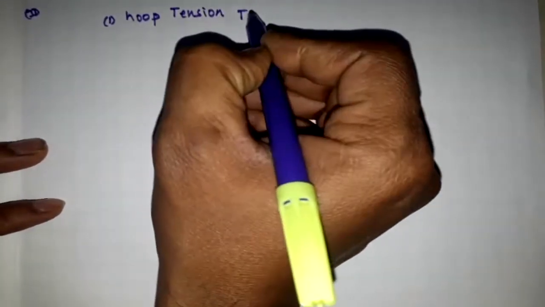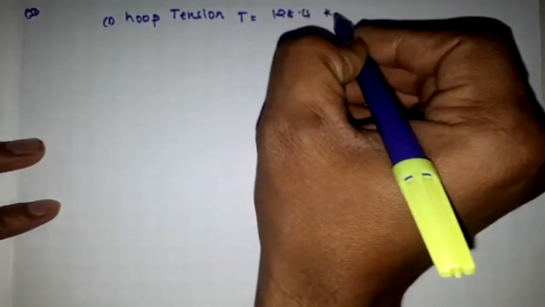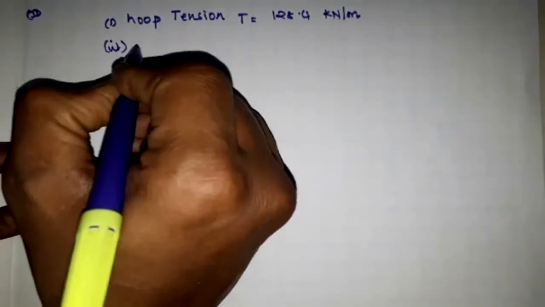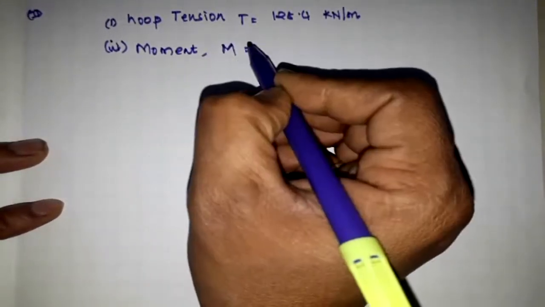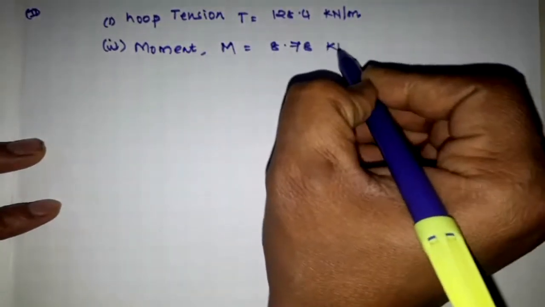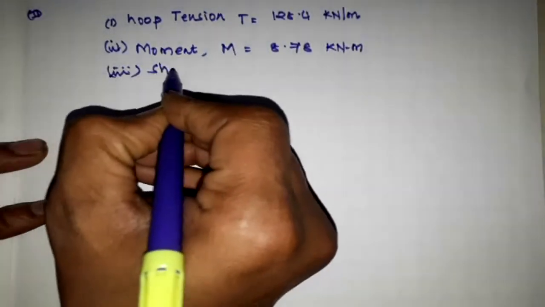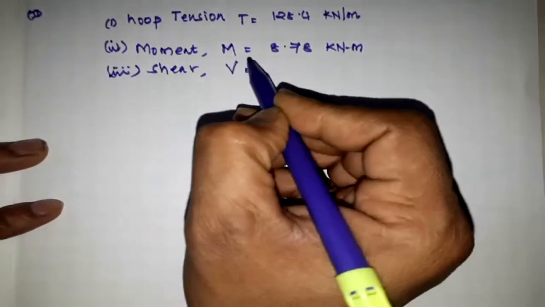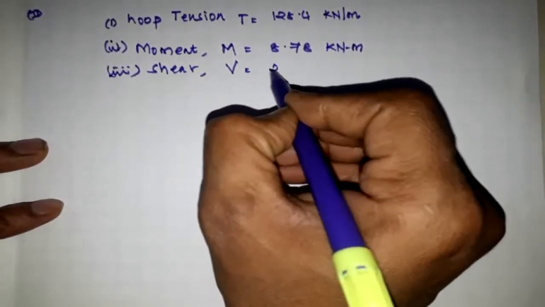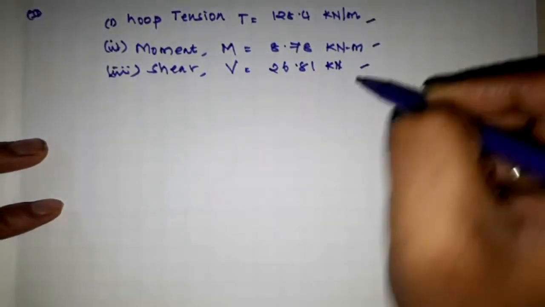We have got hoop tension T as 128.4 kilonewton per meter. Then we calculated the moment M. We got 8.78 kilonewton meter, and we calculated the shear V, that is 26.81 kilonewton. So these are the forces we calculated in the previous session.